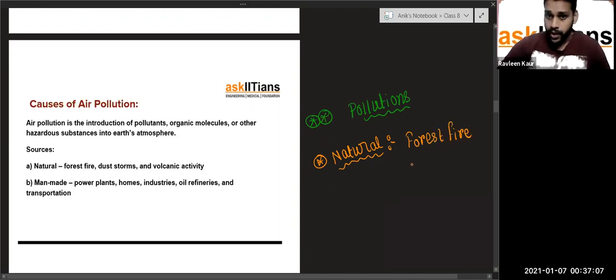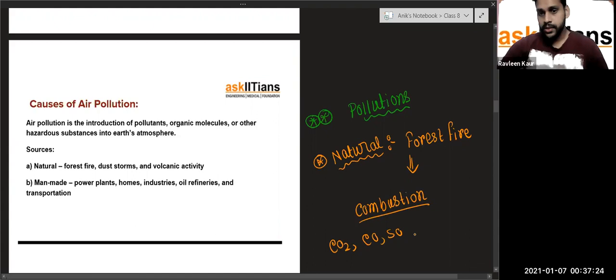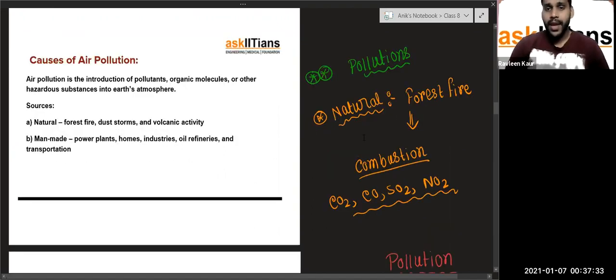So this is nothing but a combustion reaction. And you know what gets out of a combustion reaction? Yes, we have just discussed it: carbon dioxide, carbon monoxide, sulfur dioxide, nitrogen dioxide. So these are the harmful gases that come out when a combustion reaction occurs, right? So exactly, this happens for the natural sources, and there are different types of man-made sources as well.